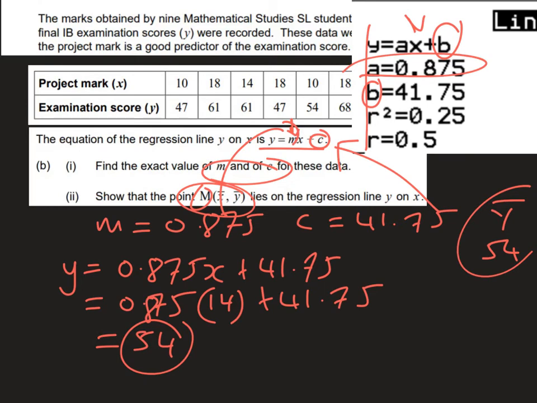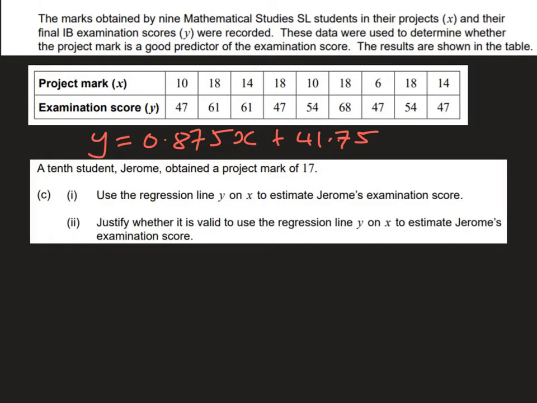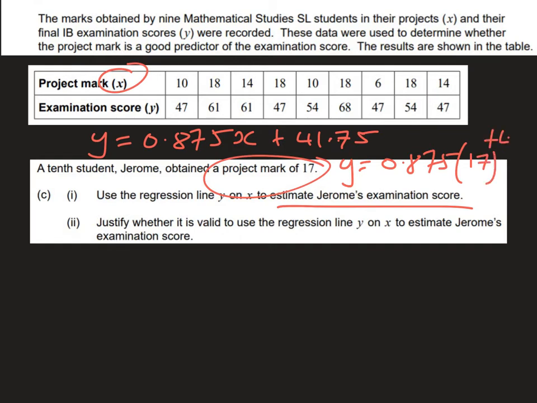line y on x. In part 2 of C, we're asked to use the regression line of y on x to estimate Jerome's examination score, and we know that he got a project mark of 17. So 17 is the x value, and all you're going to do here is substitute in. We can make a prediction for his exam score y by doing 0.875 multiplied by his project mark of 17 plus 41.75, which is going to give us an answer of 56.6.